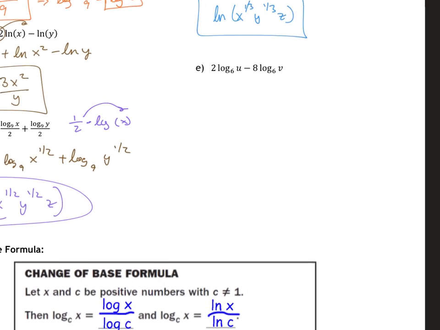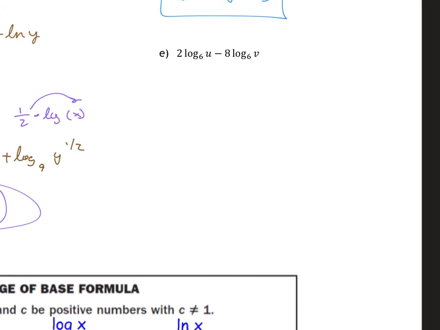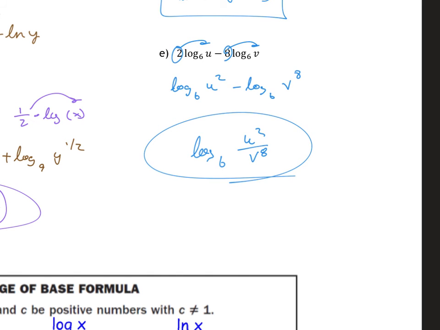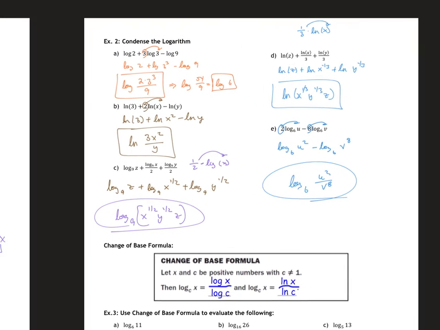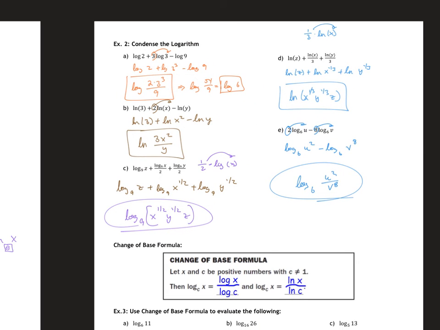All right, the last one. If you want to pause it and get to work, you're more than welcome to. So coefficients get kicked up. So I got log base 6 of u squared minus log base 6 of v to the 8th. If it's positive, it's up top. If it's negative, it's on bottom. And we're good to go. So condensing, if we look at the difference here, all of my final answers just have one log or one natural log. So we're taking a bunch of stuff and condensing them into one. So you need to be able to go from expansion to condensed or condensed to expansion form.